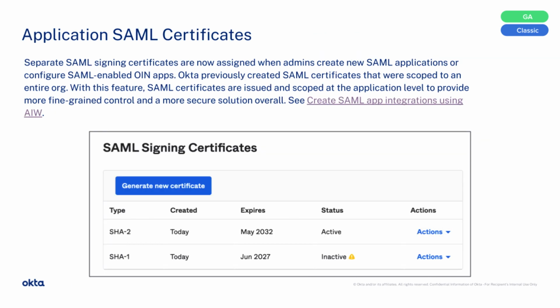Okta previously created SAML certificates that were scoped to an entire org. With this release, separate SAML signing certificates are now assigned when admins create new SAML applications or configure SAML-enabled OIN apps. SAML certificates are issued and scoped at the application level to provide more fine-grained control and a more secure solution overall.